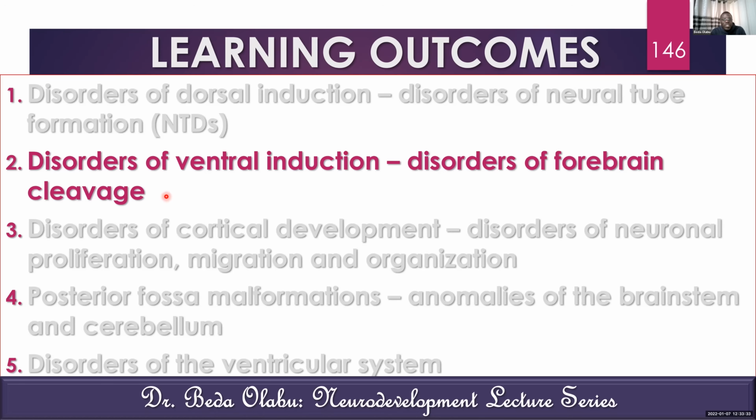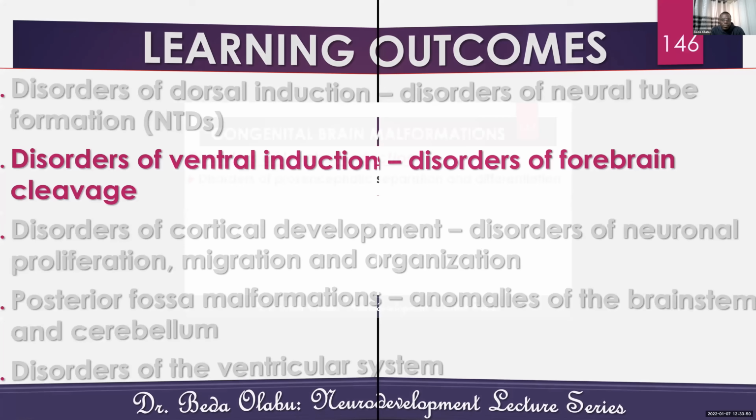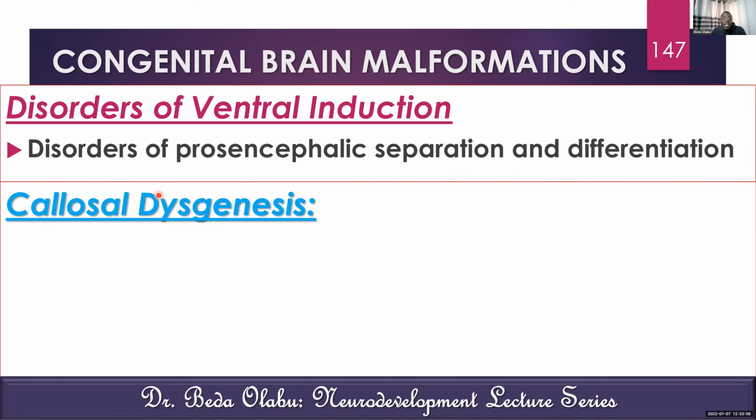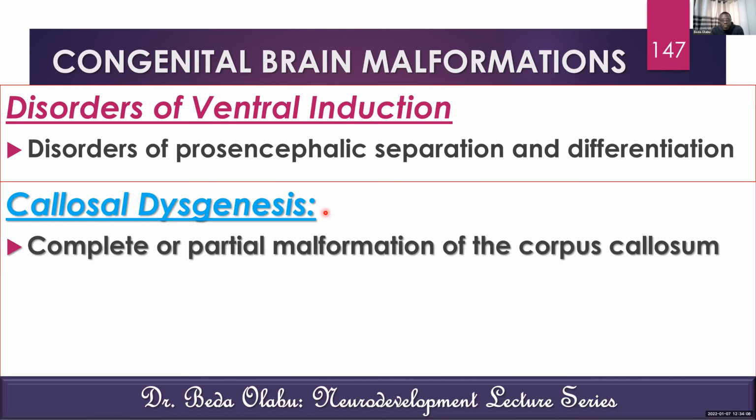Now let's look at disorders of ventral induction. As we said earlier, disorders of ventral induction are disorders of cleavage of the forebrain. So there'll be a problem with the separation of the right and the left hemisphere. We can start with one that we call callosal dysgenesis. As the name suggests, callosal dysgenesis means that there's a problem with the formation of the corpus callosum. It could be complete or partial malformation of the corpus callosum.